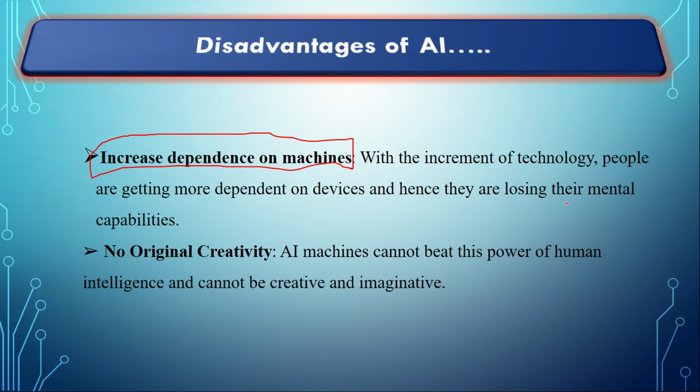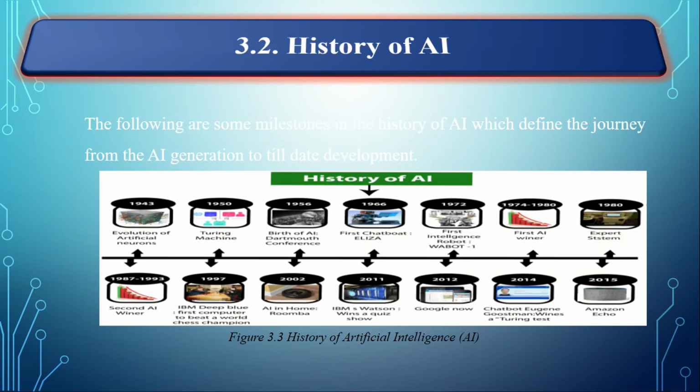So this is one disadvantage. The next one is no original creativity. AI, a machine, cannot beat the power of human intelligence and it cannot be creative and imaginative. This is also another disadvantage of AI. Good. This is the history of AI.